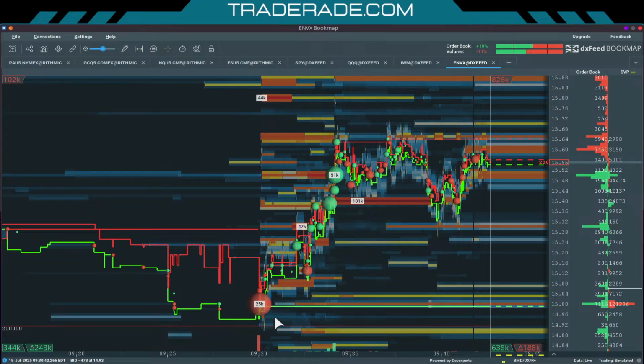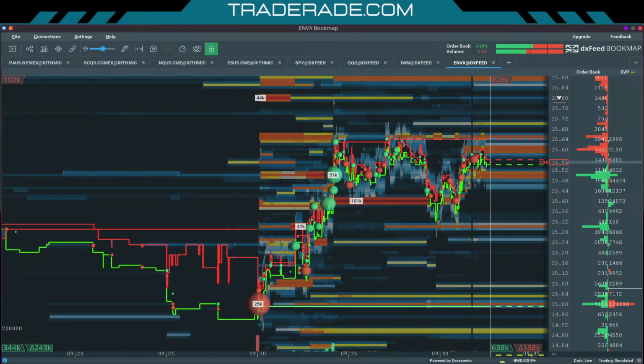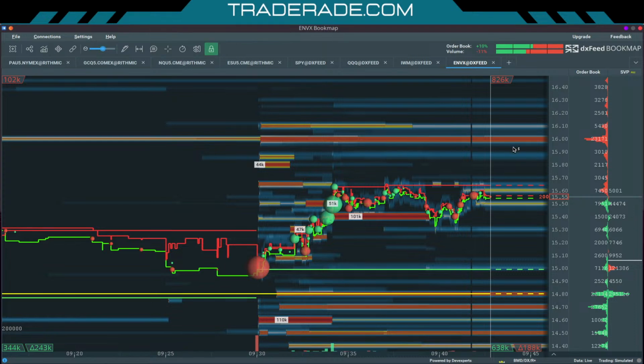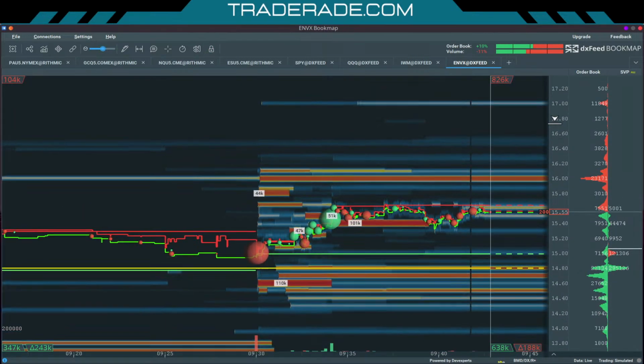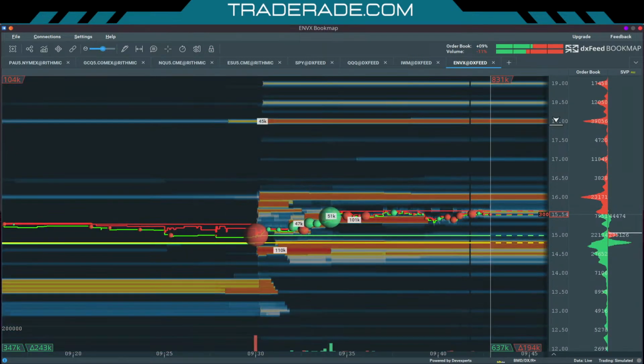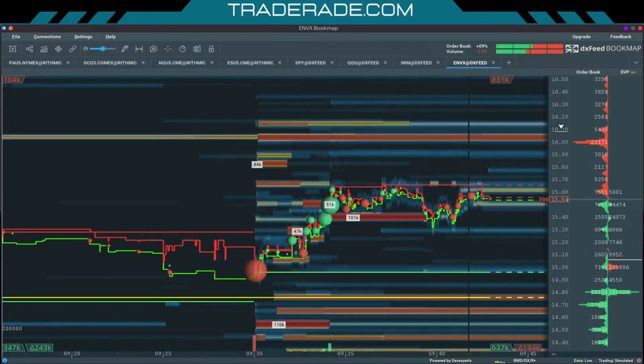You can see off the open had a nice pop and now just sort of consolidating those gains. And overhead, the big level of offers to watch would be about 23,000 at 16 and then 39,000 at 18 on ENVX.